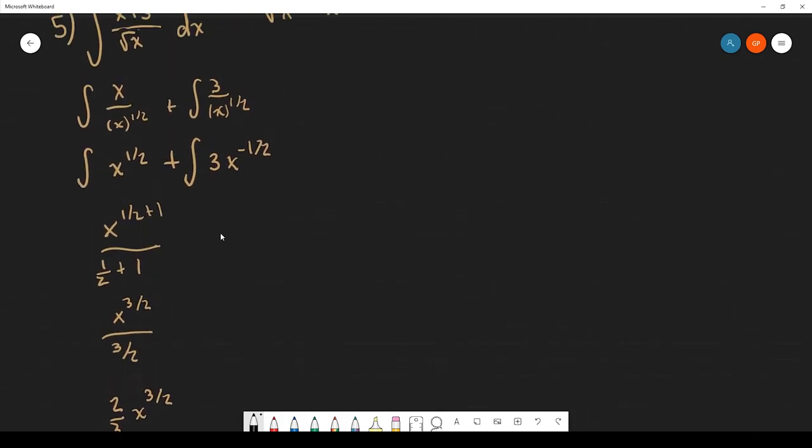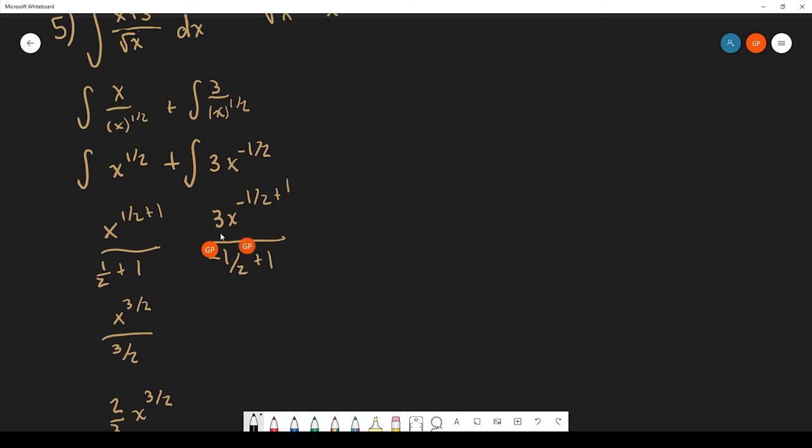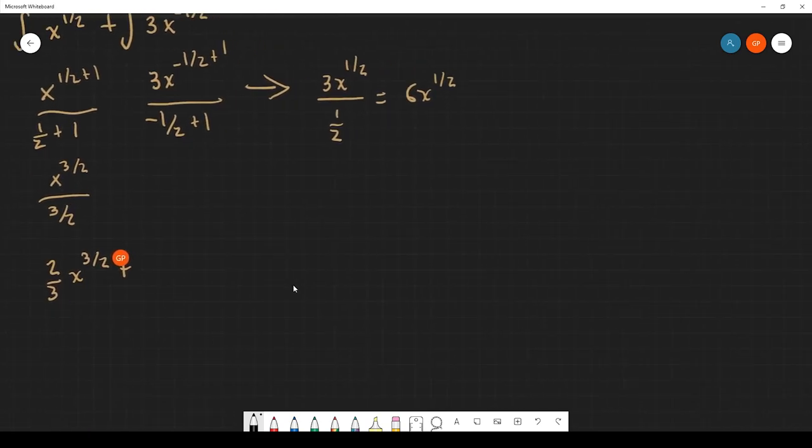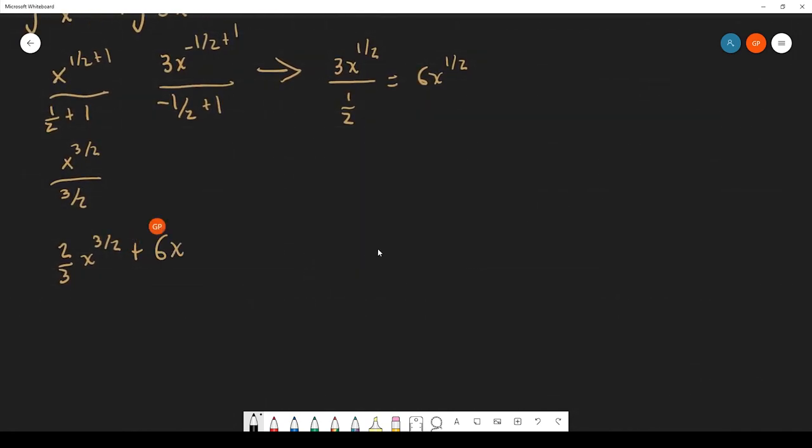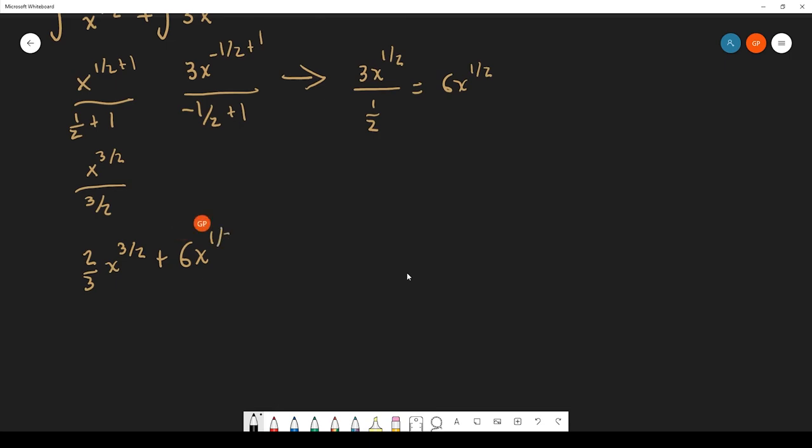Now let's do the right side. So we're going to apply the reverse power rule, same as before. It's going to be 3x to the negative 1/2 plus 1 over negative 1/2 plus 1. And this will become 3x to the 1/2 power over 1/2, which when simplified will become 6x to the 1/2 power. So we're going to add that to this down here: 6x to the 1/2 power.